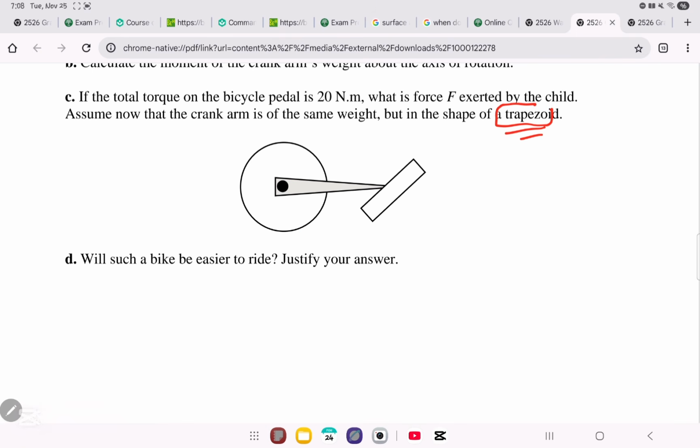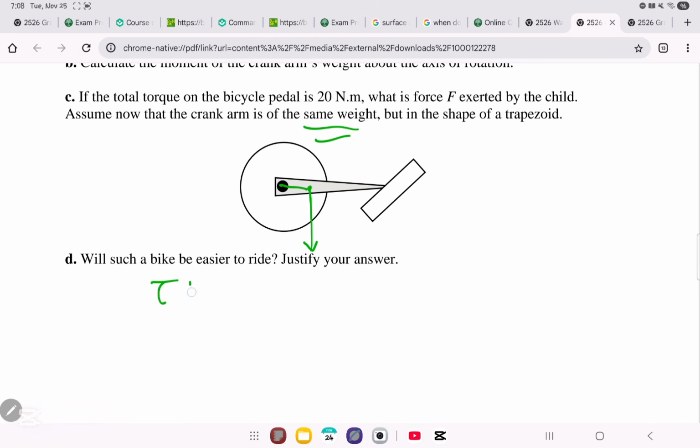Okay, so they said in part D, assume now that the crank arm is of the same weight but in the shape of a trapezoid. Will such a bike be easier to ride? In this scenario, what will happen to the weight? The center of gravity will be closer to the axis. It's still the same weight, but closer to the axis, so a shorter distance. What will happen to the torque?